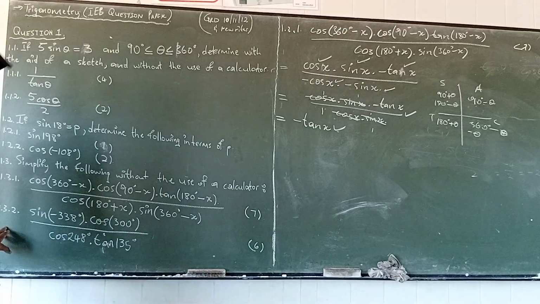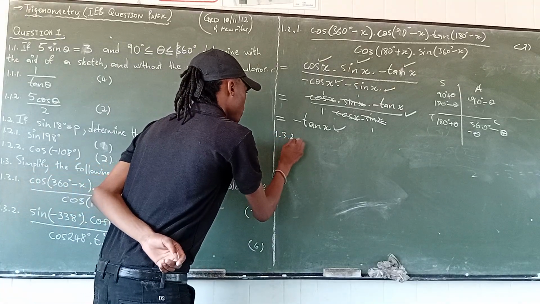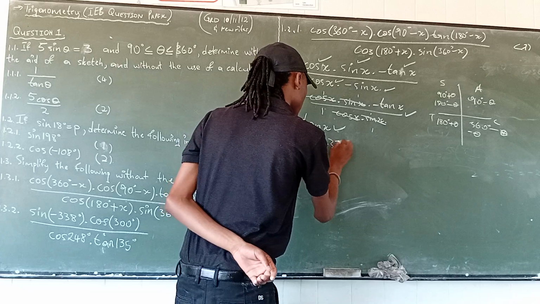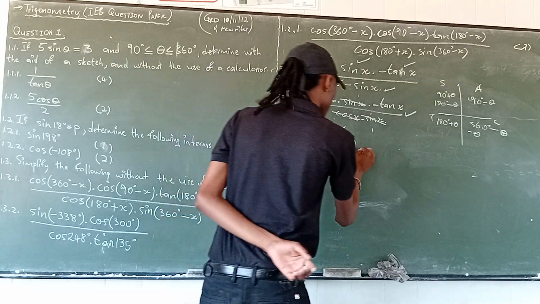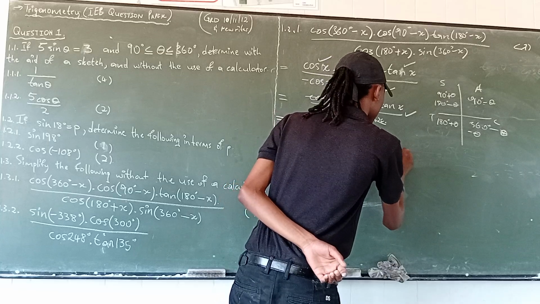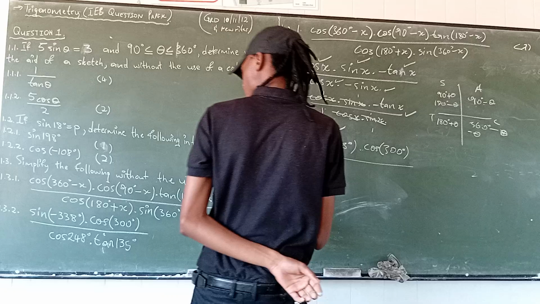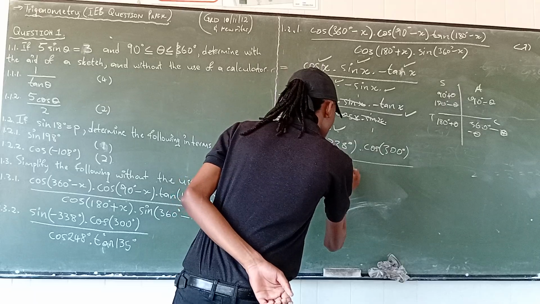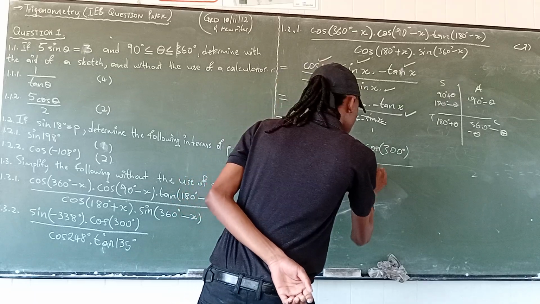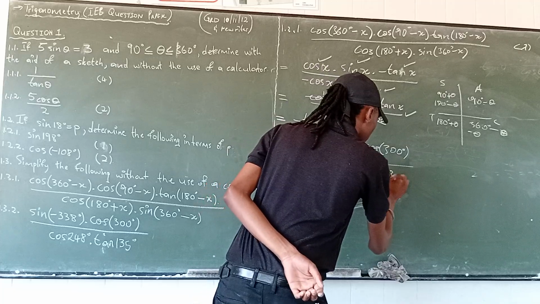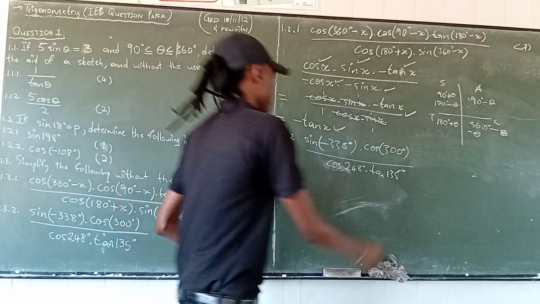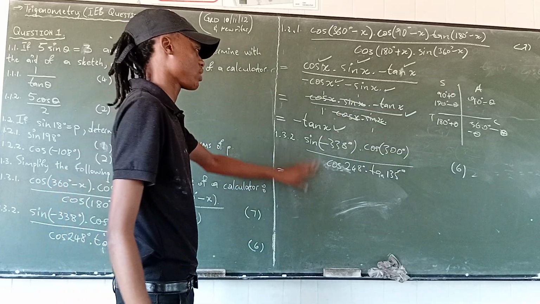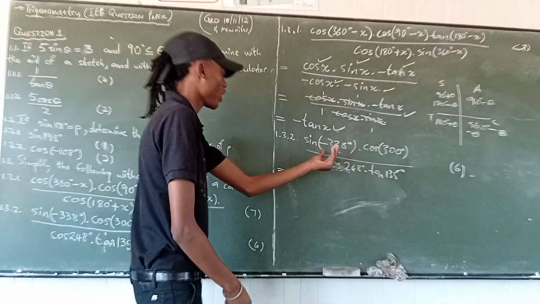Now let us check the last question. The last question says 1.3.2. It says that you must simplify what? The sine of negative 308 times cos of 300. This one wants the special angles now, but it's fine. It's also co-functions and also reductions. Cos 248 times tan of 135 degrees. And this is for 6 marks. Never ever get 0 on trigonometry. Why so? Because you just need to change the 3 things.